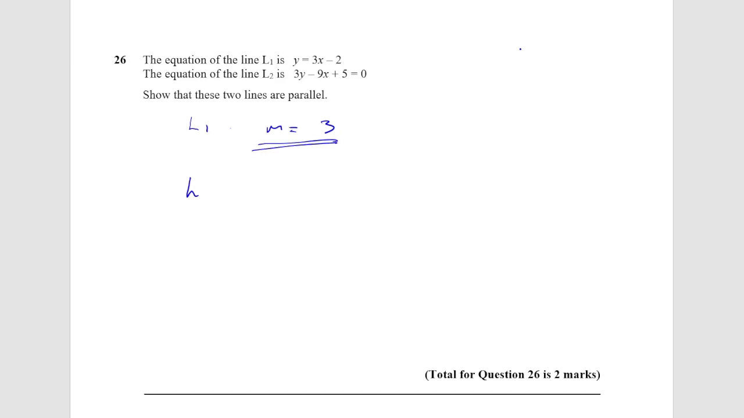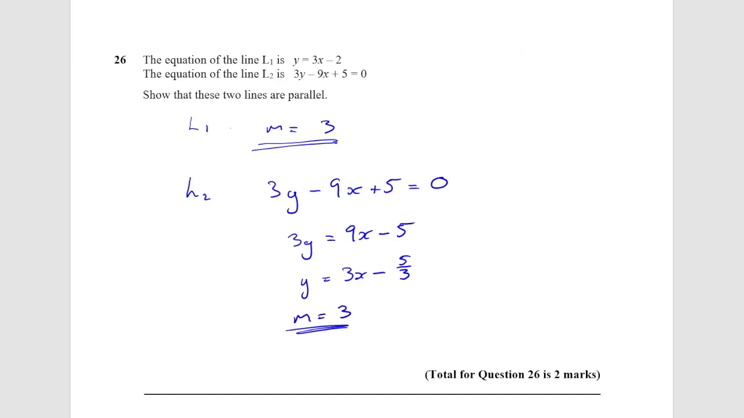For line 2, we need to rearrange it. So we're starting with 3y minus 9x plus 5 is equal to 0. So if I rearrange this to get 3y by itself to start with, so I'm going to say 3y is going to be equal to 9x minus 5. Divide both sides by 3, y is going to be equal to 3x minus 5 over 3. So the gradient of line 2 is 3 as well. So both have the same gradient.